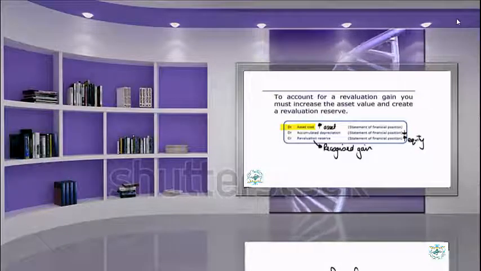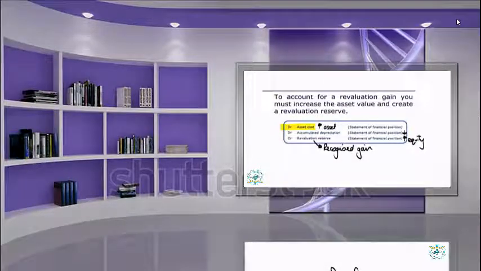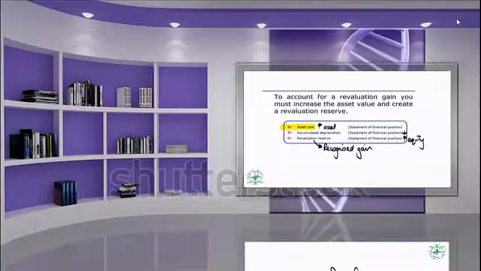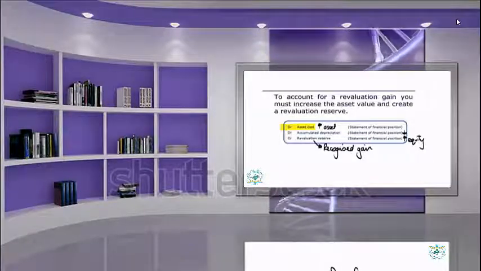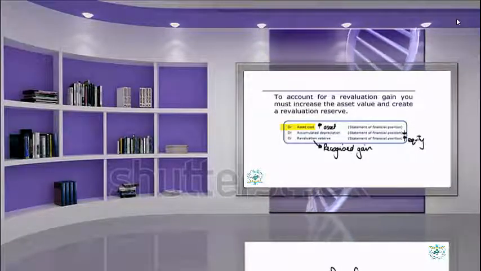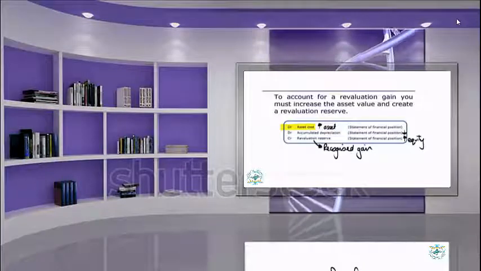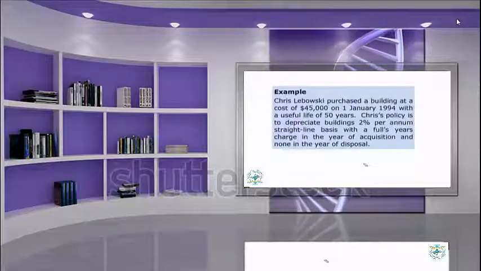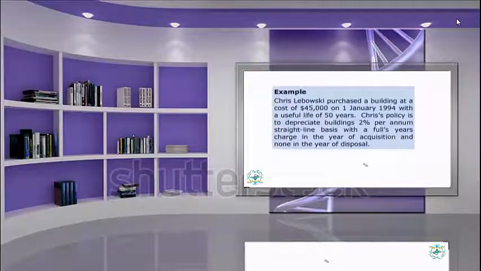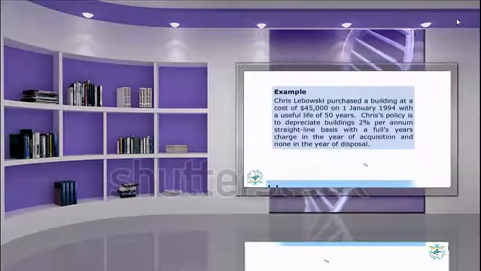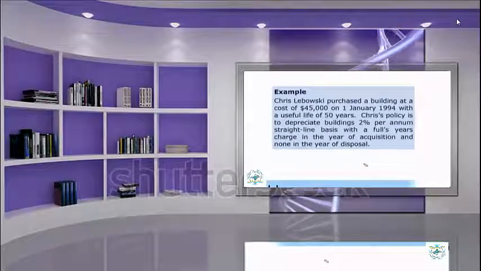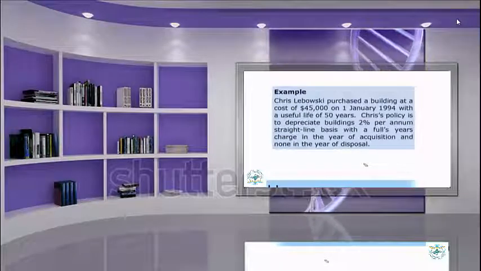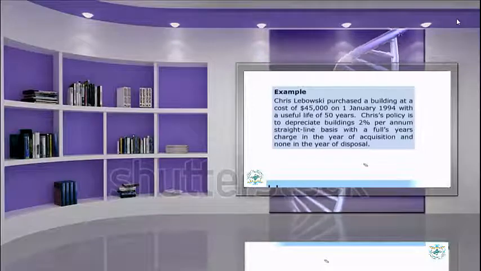So I think we'll leave it there in terms of accounting for revaluations. This is the theory behind it. In our next video, we'll have a look at putting some life into it by putting some numbers to it in an example. Okay, welcome back. What we're now going to do is finish off revaluations by putting it all together in an example, just so we can see how it works with the numbers.